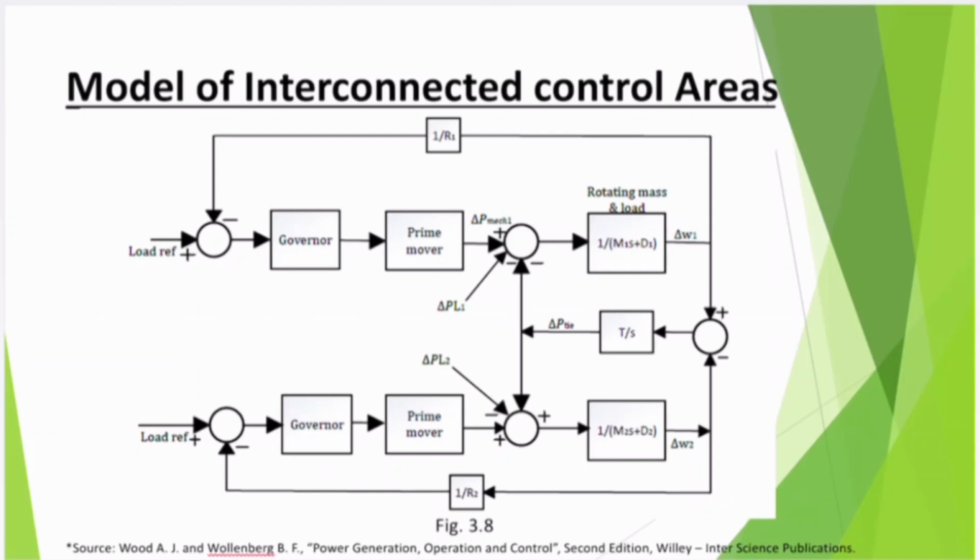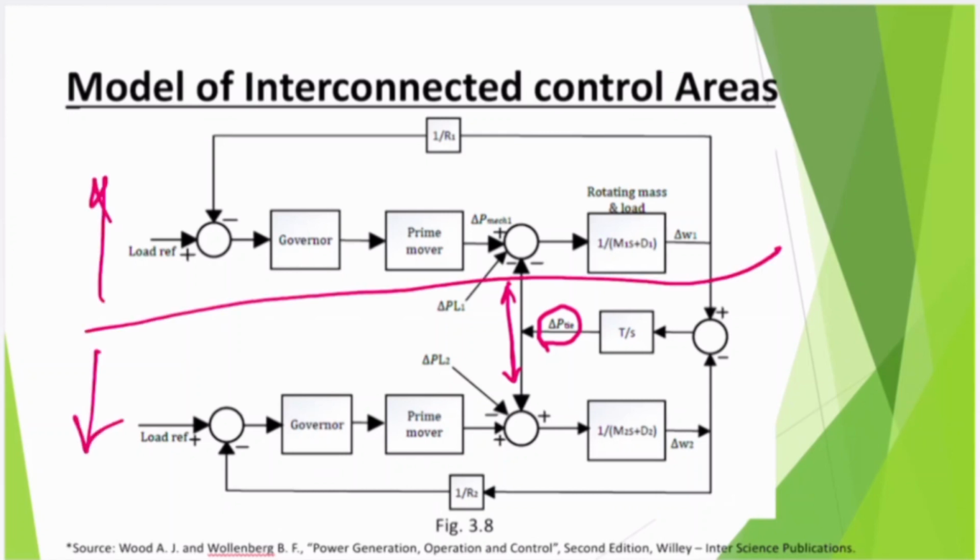So if you look at this diagram very carefully, this is the tie line power flow, delta P tie, the change in tie line power flow, and this is the exchange that takes place, the interconnection between two areas. This is area 1, this is area 2, and there is a tie line. So it is absolutely the same system with two different R1 and R2, different variables.